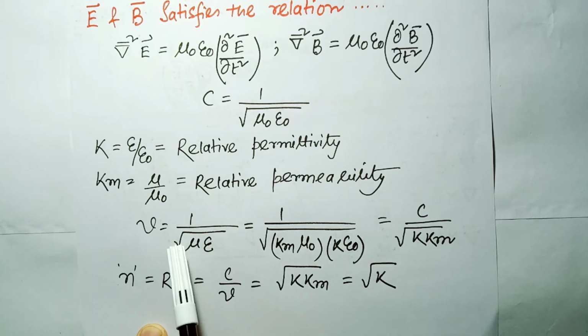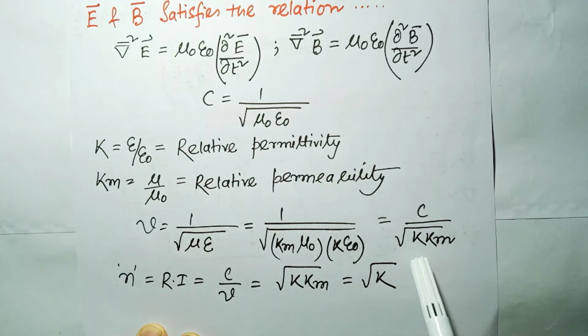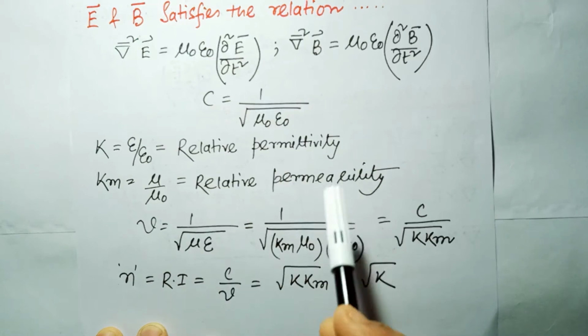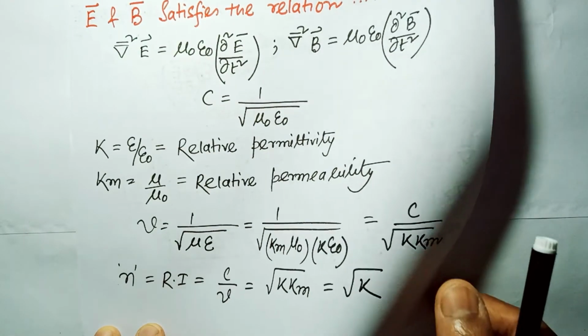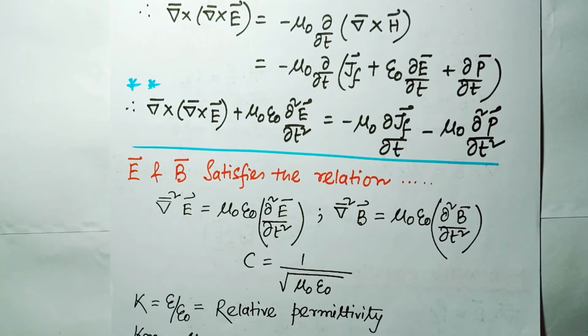So the velocity of light in any medium becomes v is equal to c by square root of K Km. Then we can write the refractive index as c by v, so it becomes square root of K Km. Then for most media we can write that Km is equal to 1. So the refractive index becomes the square root of the dielectric constant, or the relative permittivity. Now we can consider an isotropic dielectric medium where the electrons are localized with the atom in a symmetric fashion.